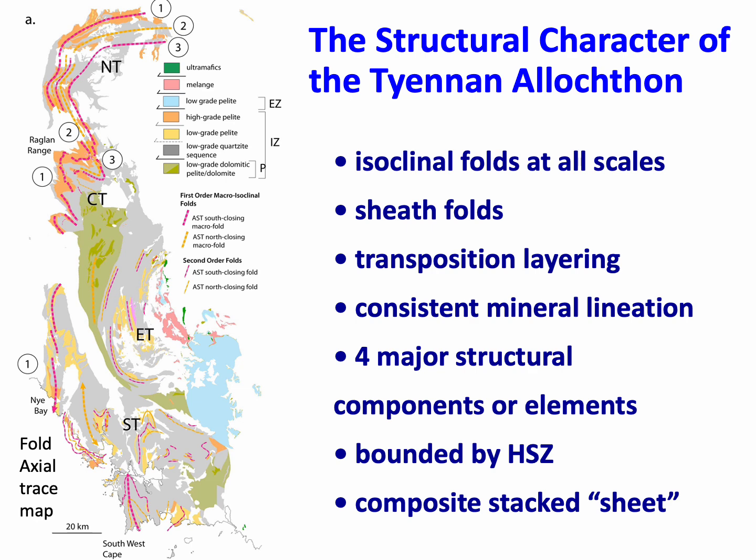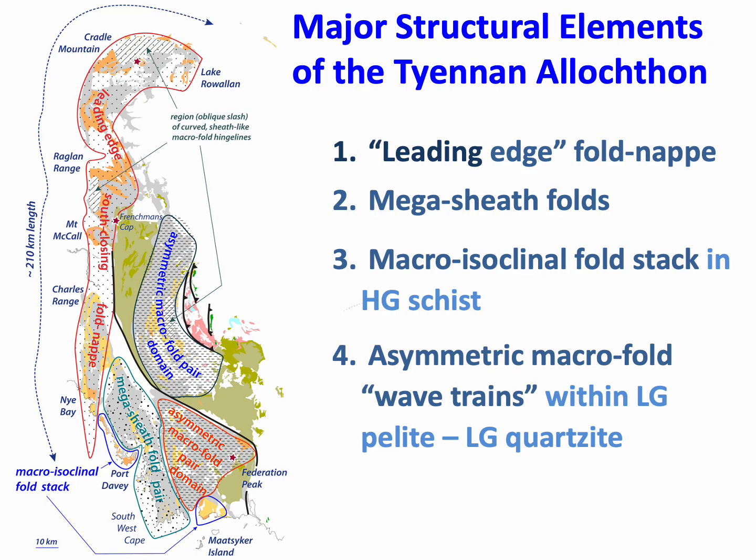The structural character of the Tyennan is represented by isoclinal folds commonly approaching recumbent form, folds with curved hinge lines typical of sheath folds, transposition layering and overprinting crenulation cleavages, a pronounced and consistent mineral stretching lineation, and 4 major structural elements or components bounded by high strain zones. These are all part of the stacked composite sheet.